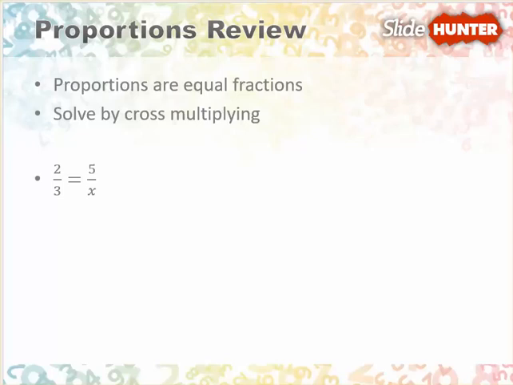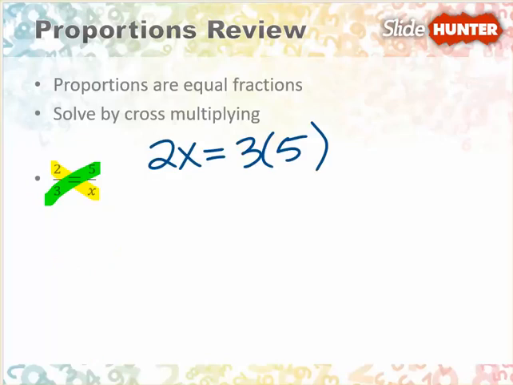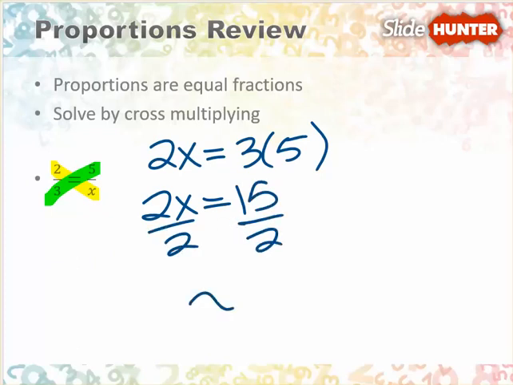And we can solve proportions by cross multiplying. That means that we multiply diagonally. So 2 times x, and that's going to equal 3 times 5. So 2x is equal to 15. We would solve for x by dividing by 2, meaning x would be 7.5.